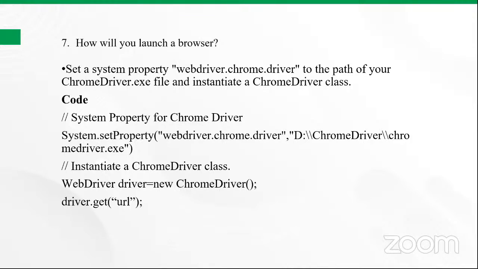And then what you need to do is instantiate a Chrome driver class. This line of code has been discussed earlier. WebDriver driver is equal to new ChromeDriver. Here what we are doing, we are creating an object of the Chrome driver class by taking the reference of the WebDriver interface. That is, we are creating an instance of the WebDriver interface and casting it to Chrome driver.